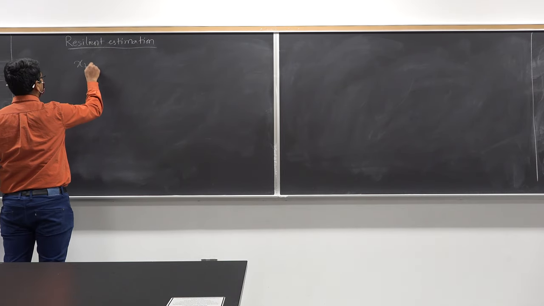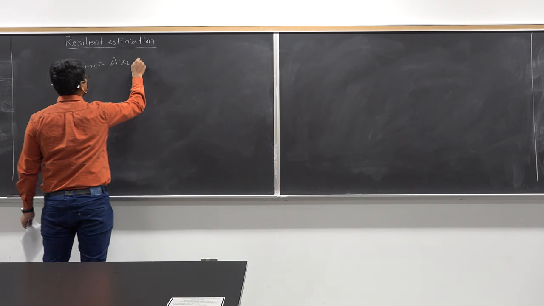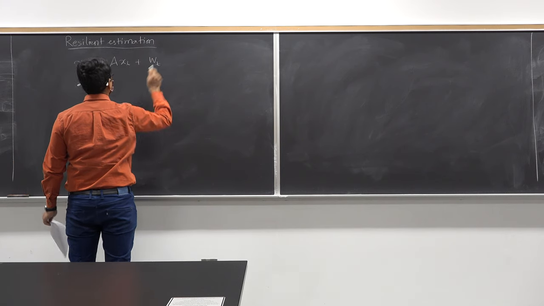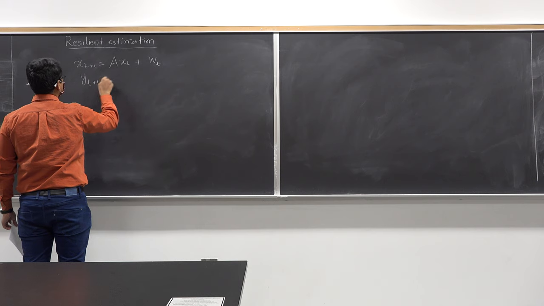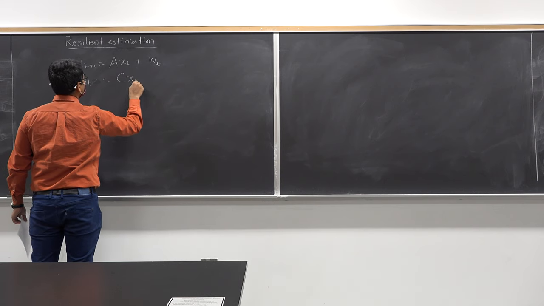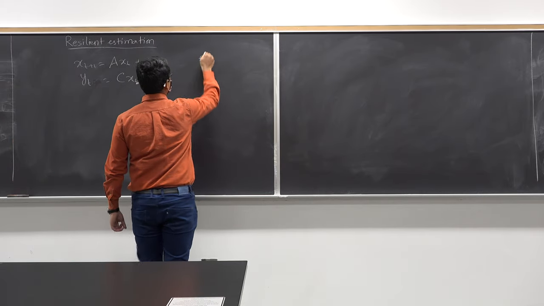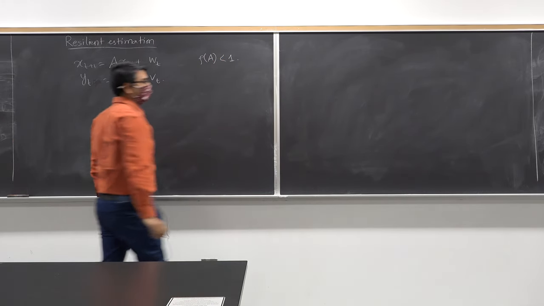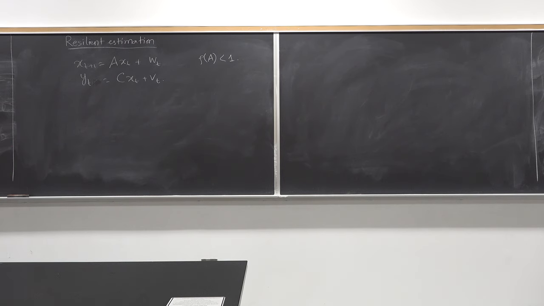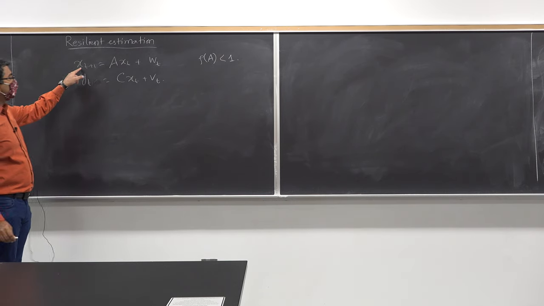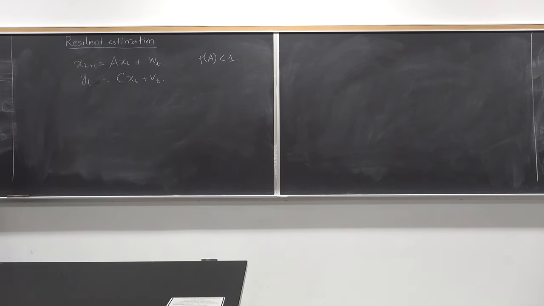So I have a state, plus WT, I have observation YT equals C XT plus VT, and the rho of A is less than 1. So the spectral radius of A is strictly less than 1. It's not a controlled system, it's just a stochastic process. XT is a stochastic process, there is no UT here. But even if you add UT, the intuition that we are going to discuss today is not really going to change significantly.